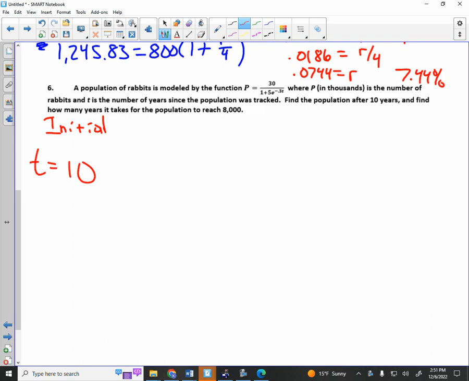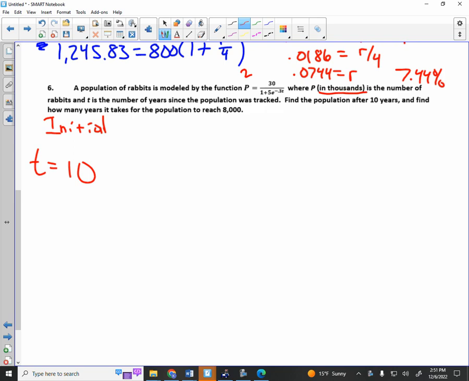So let's understand what this means all together. Suppose that I plug in a number and I get P equals 2. Does that mean I have 2 rabbits? That means I have 2,000 rabbits, okay? Because it's measured in thousands. Everybody understand that piece? Okay?